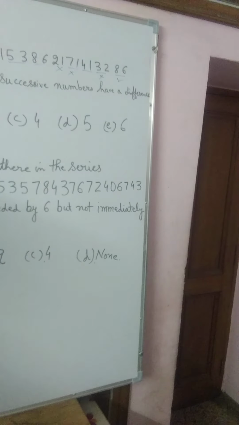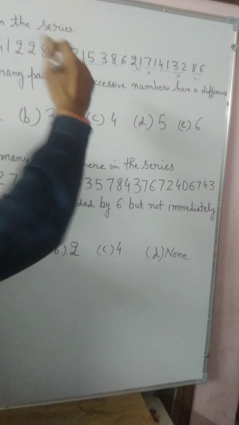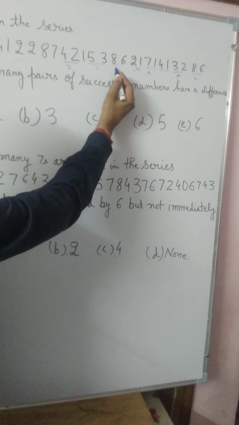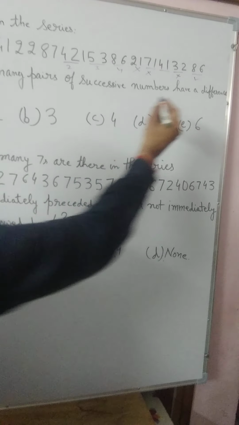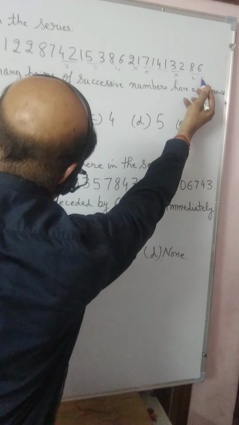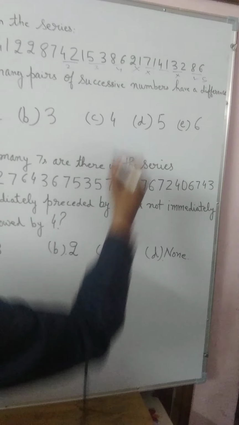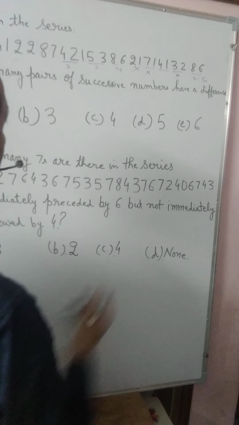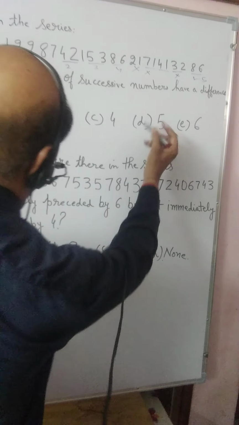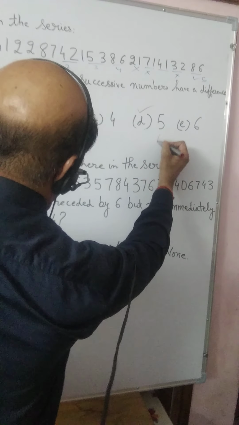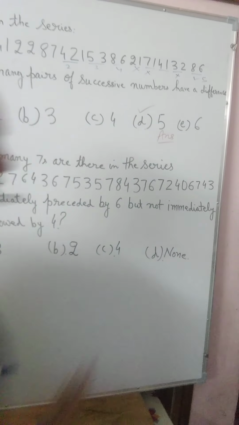So let me count it. It is 1, then 2, then 3, then 4, and the last one is 5. So these are the 5 pairs which give the correct answer. So our answer will be option D, 5.